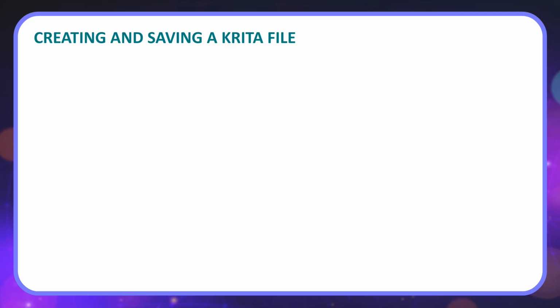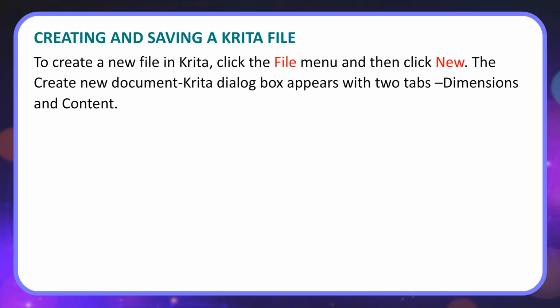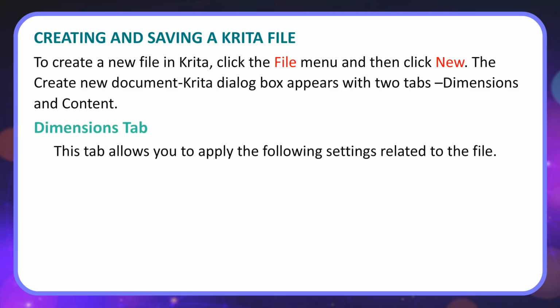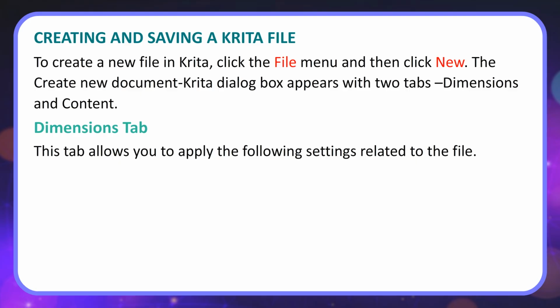Creating and saving a Krita file. To create a new file in Krita, click the File menu and then click New. The Create New Document Krita dialog box appears with two tabs, Dimensions and Content. Dimensions tab. This tab allows you to apply the following settings related to the file.